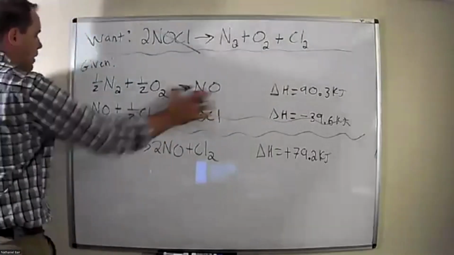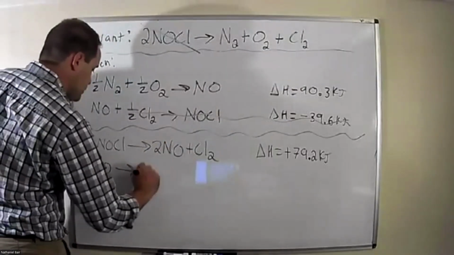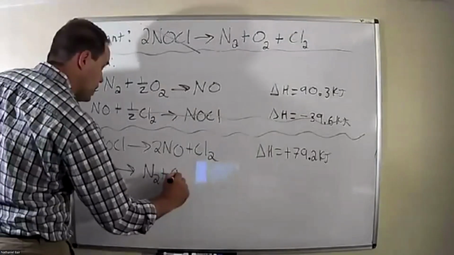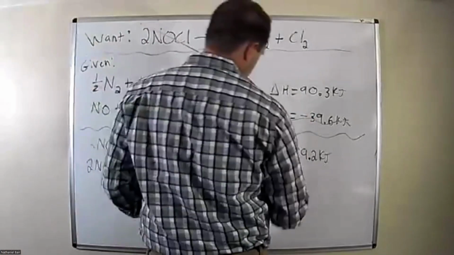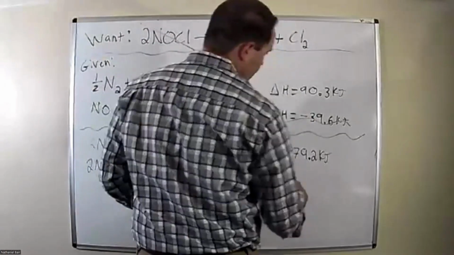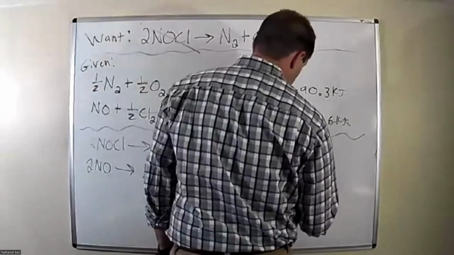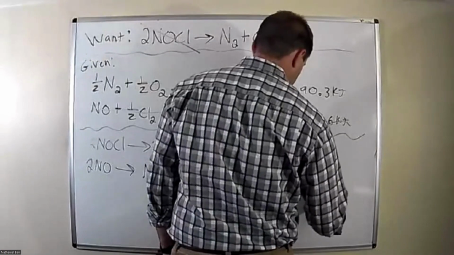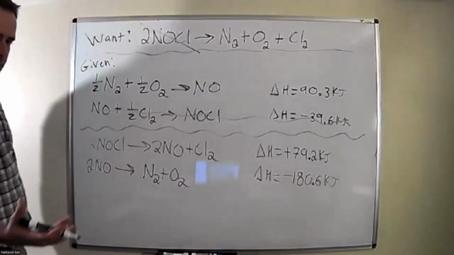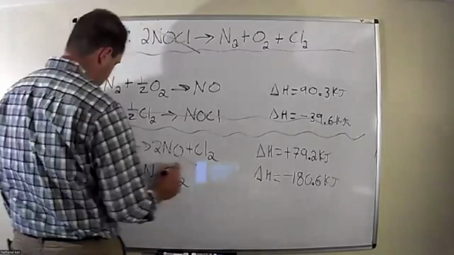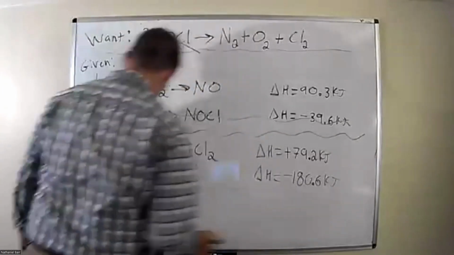You can do this. Here we go. That's going to become 2NO going to N2 plus O2. Now, this becomes negative because it was flipped, and we've got to multiply that by 2. So that's a negative 180.6 kilojoules. And now, again, not a very exciting Matt Damon moment here. 2NO gone. And we get what we wanted.